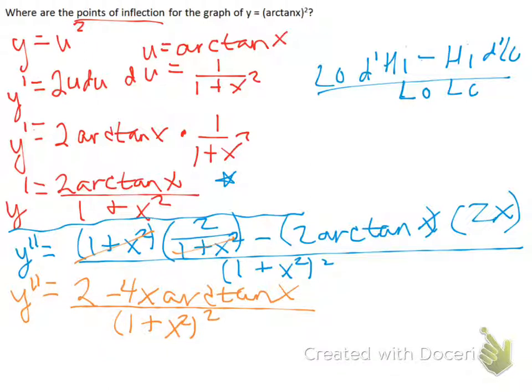Now, remember that we are looking for when this equals 0. It's a rational function. The denominator is never going to give me my zeros. I don't really care about my denominator. It's all about the numerator. I want to know when is 2 minus 4x times arctangent of x equal to 0.